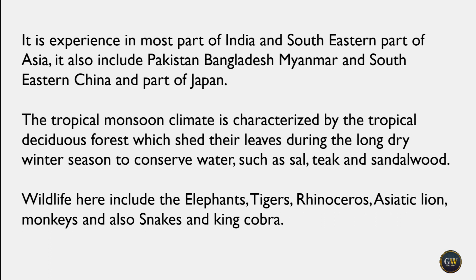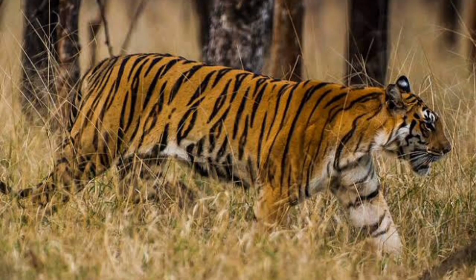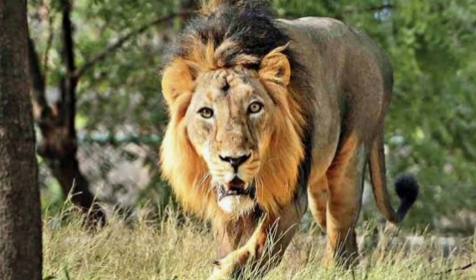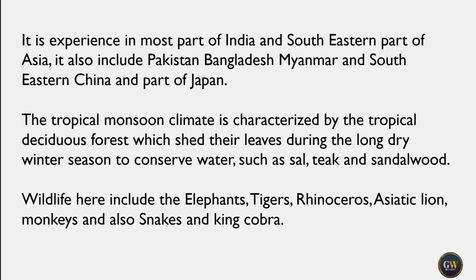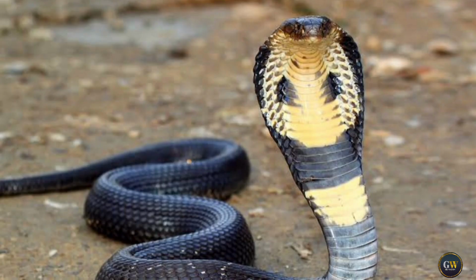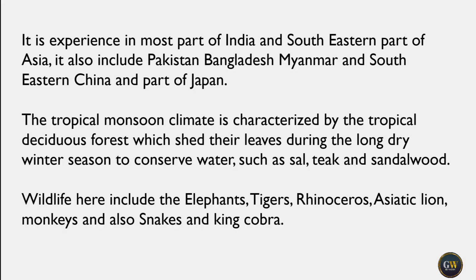And the wildlife that is found here is the elephants, the tigers, rhinoceros, Asiatic lions, monkeys and also snakes, and it's the home of the king cobra. So these all are the wildlife of this tropical monsoon climate.